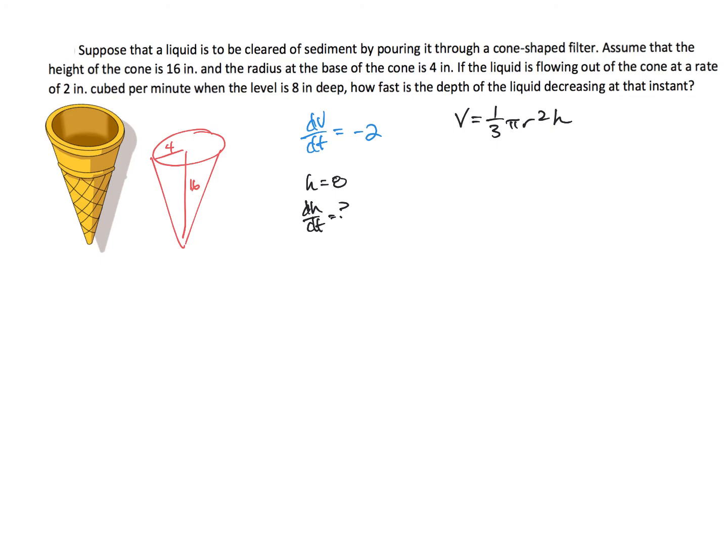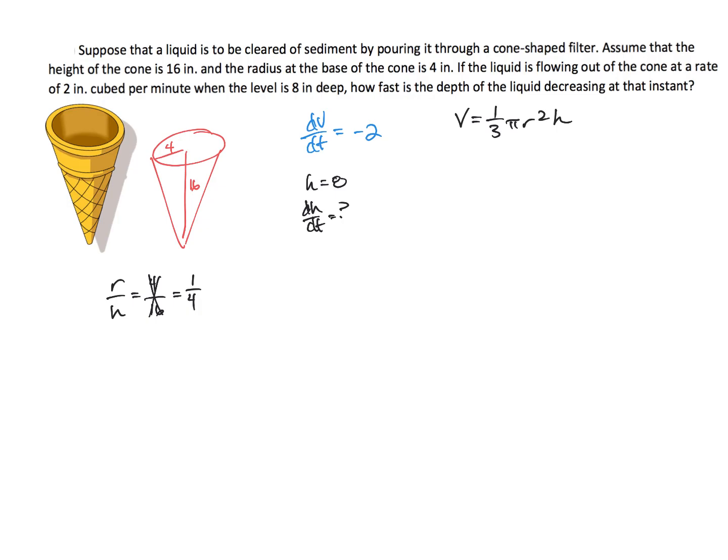So this is where we create a proportion. So r over h would equal what? What is my radius? It tells me 4. What is my height? 16. So that could simplify to 1/4. So my r over h is equal to 1/4. You see how we did that?